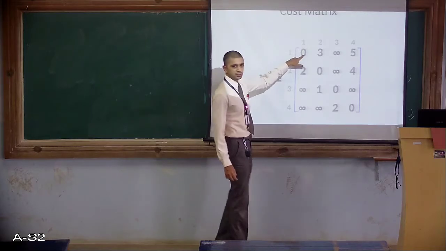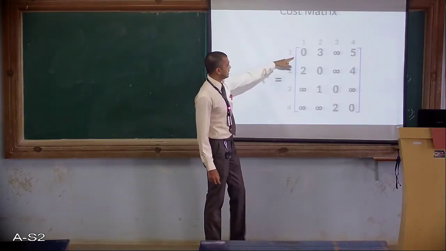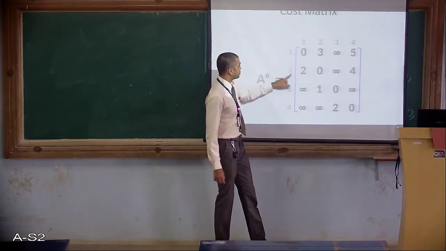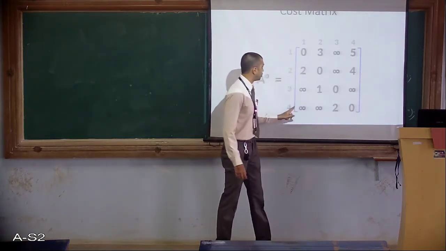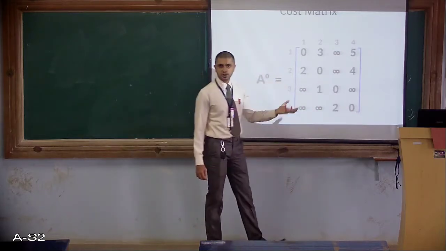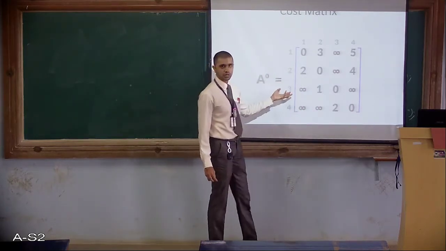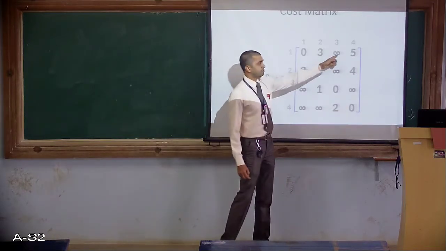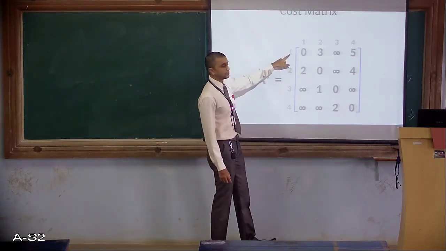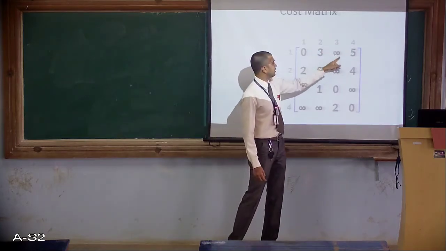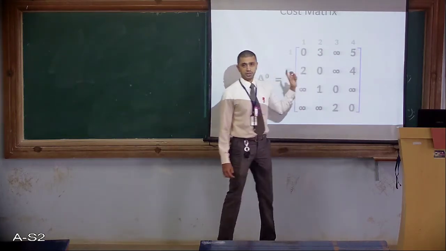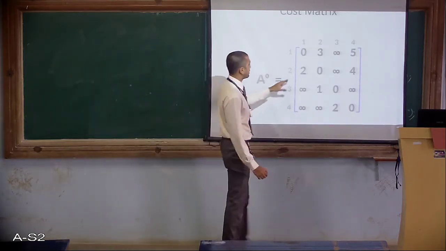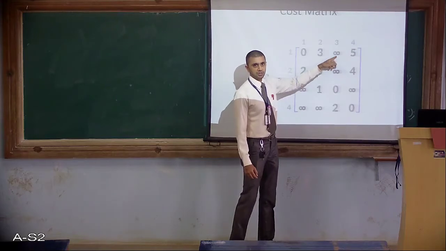1 to 1, there is no self loop, so that will be 0. All these diagonal elements will be 0. So 2 to 2 is 0, 3 to 3 is 0, and 4 to 4 is 0. Self loops are not present here, so they have been assigned 0. Coming to infinity, if there is no directed edge from one vertex to another vertex, we'll indicate it as infinity. In Warshall's algorithm it was either 1 or 0, but in Floyd's algorithm, since this is a cost matrix, it's going to be infinity. It is not 1 and 0.